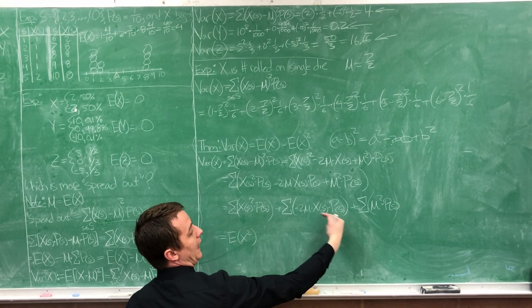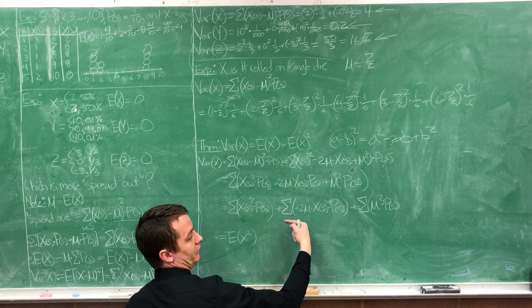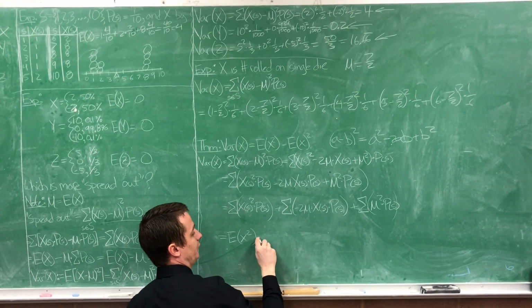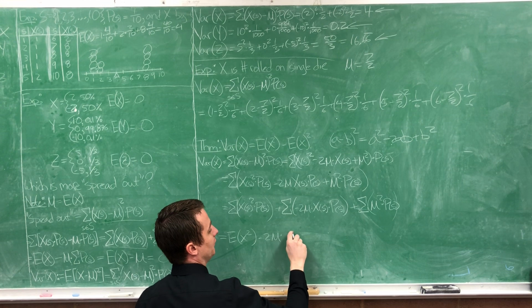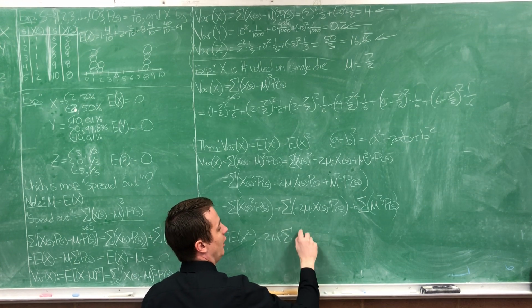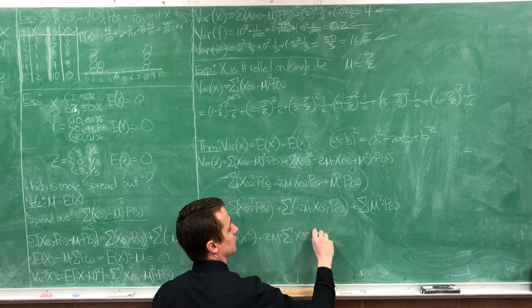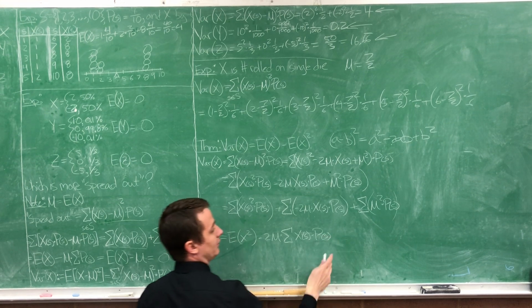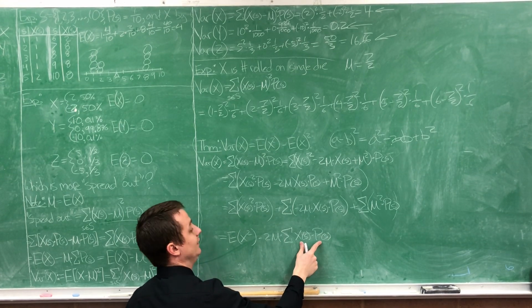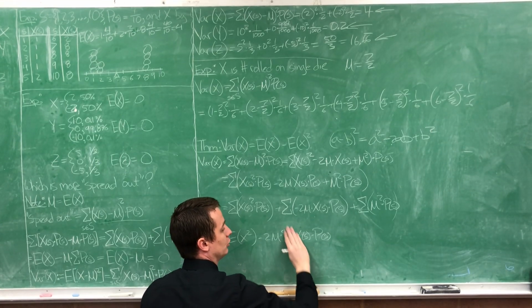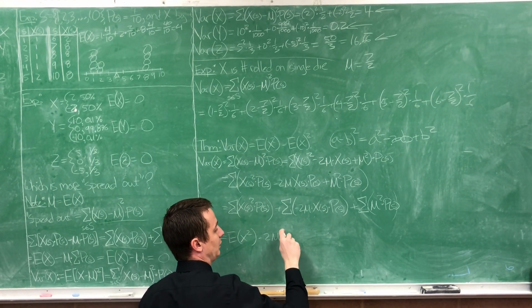Over here, we can factor the negative 2 mu out of the sum. Minus 2 mu times, now we have the sum of x of s times p of s. What is the sum of x of s times p of s? It's just the expected value of x. So this whole term is just the same thing as the expected value of x.